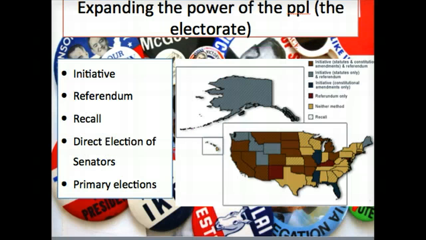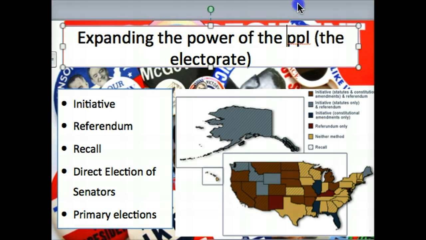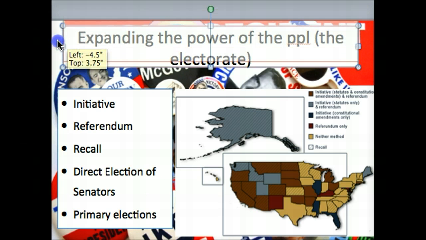Okay. Expanding the power of the people or the electorate. When you're talking about the people in a voting capacity, you're going to call them the electorate because they're the ones responsible for getting people elected.